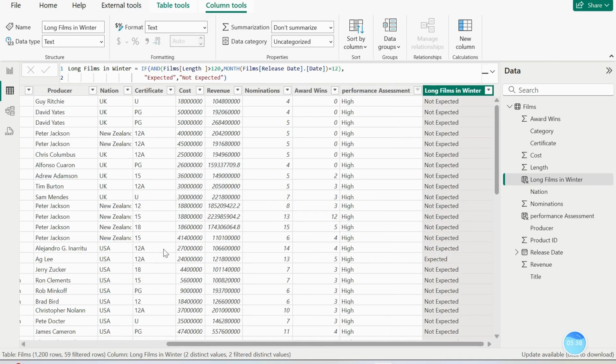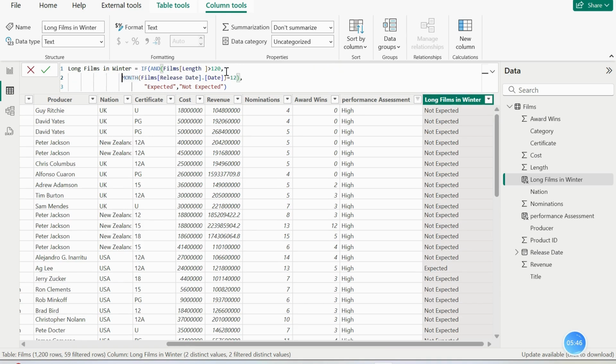We still can use Shift plus Enter to slice the code, to be easier to understand. If the data meets the requirements, the first is that the length of the movie is longer than 120 minutes, 2 hours. At the same time, the release date converted to the month is equal to 12, that means December. That means the data can meet our expectation, otherwise just not expected.